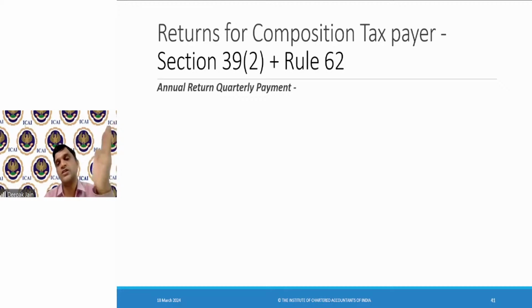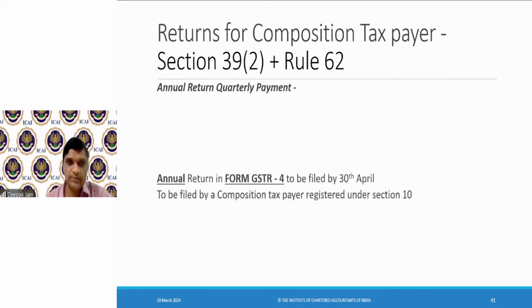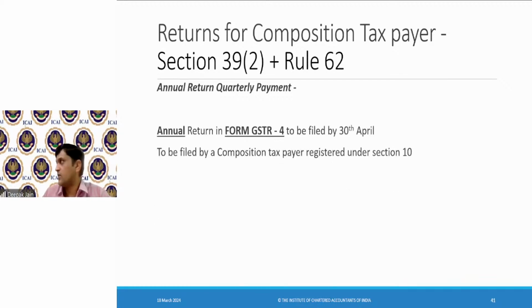QRMP is quarterly returns, monthly payments, but for all composition dealers, it is not like some have to file monthly and some quarterly. Everybody will do this ARQP. Annually they will file a return, and quarterly make a payment. Okay, the annual return has to be filed in this format called GSTR 4. This has to be filed by the 30th of April.